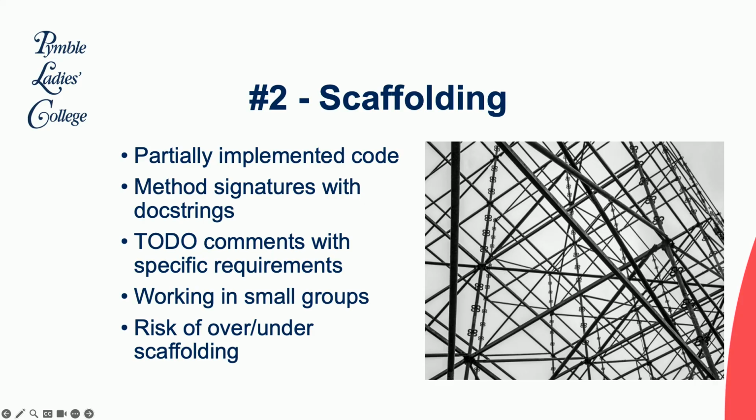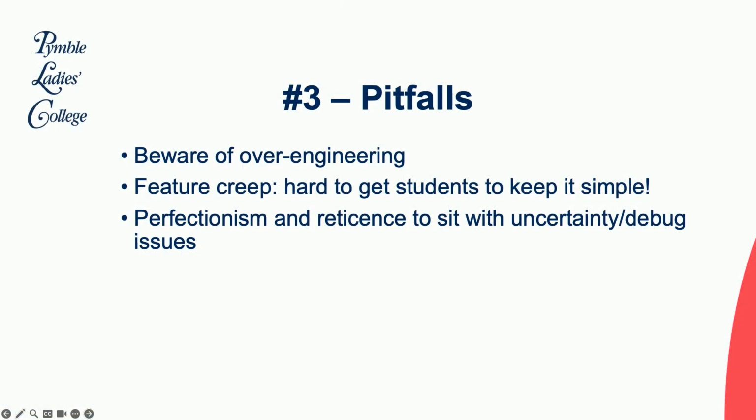I gave them small groups, so I said you're going to be working in groups, and there was always that risk of under and over scaffolding, but that's something that we teachers have to deal with all the time. Over-engineering was a huge concern. I had so much to cover, and my girls wanted to do so much, but I really needed to keep bringing them down, and there's always that sense of perfectionism. We want everything to be perfect, and we want this to be so good that all our friends play it.